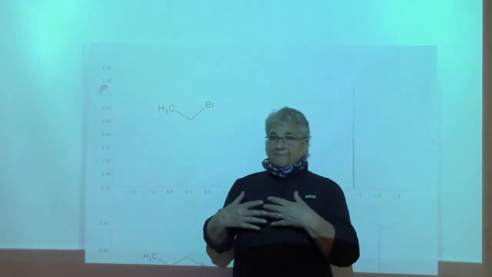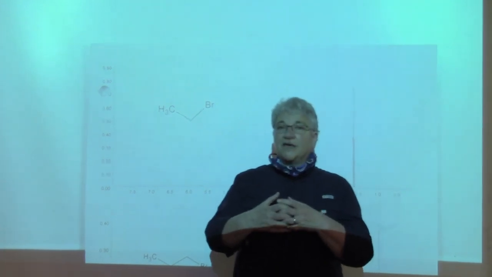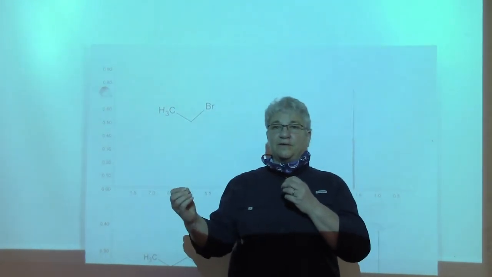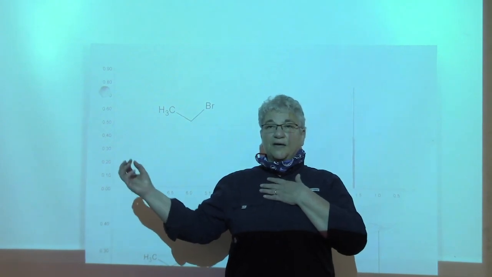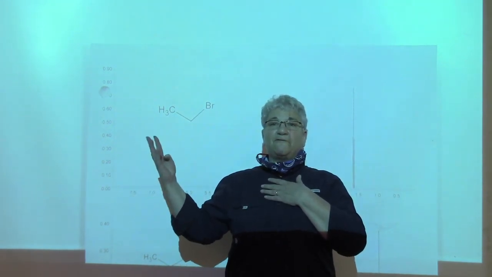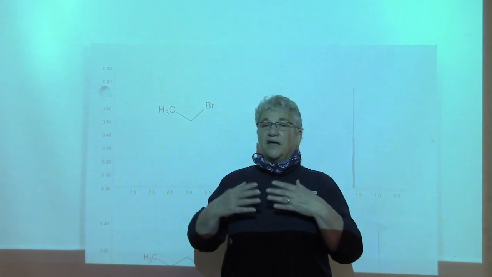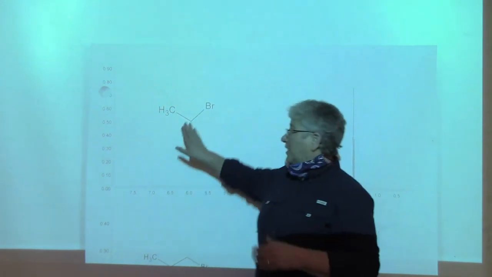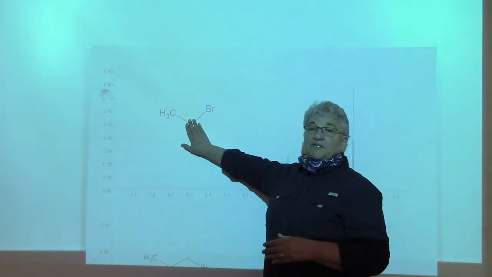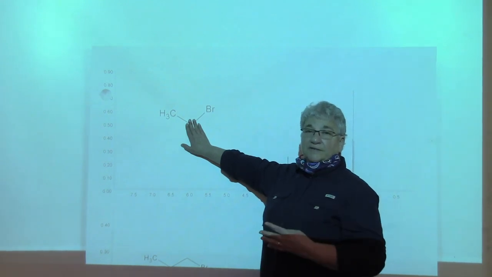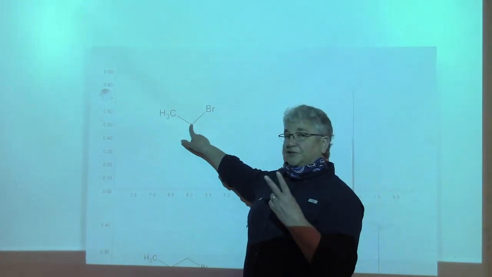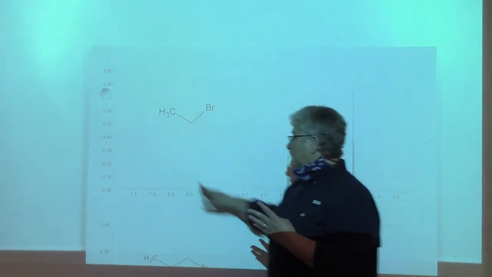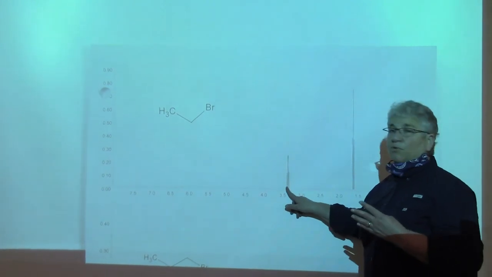I have 3 neighbors, and so that means N equals 3. My splitting pattern is N plus 1. So if I have 3 neighbors, N plus 1 would give me 4. So that means that I would be split into a quartet, right? N plus 1. So I integrate to 2. My splitting pattern is a quartet.